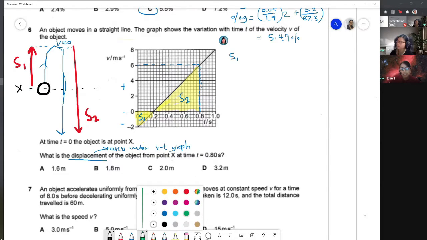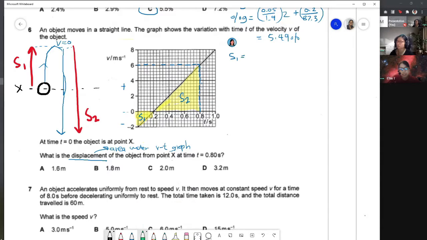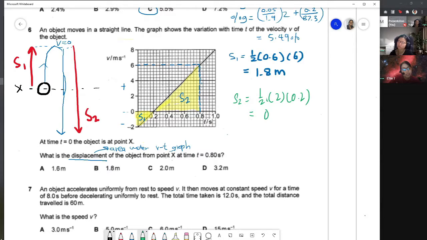Oh, so you find it separately because we have to subtract, right? Yes, after you reassign. Okay. So you find S1, I find S2. Okay, so S1 will be 1.8 meters, which means you will go up by 1.8 meters. And this one, so that will be this 0.2 meter.